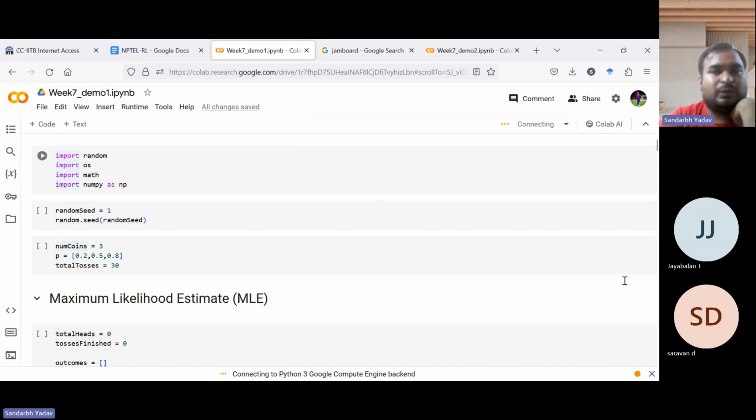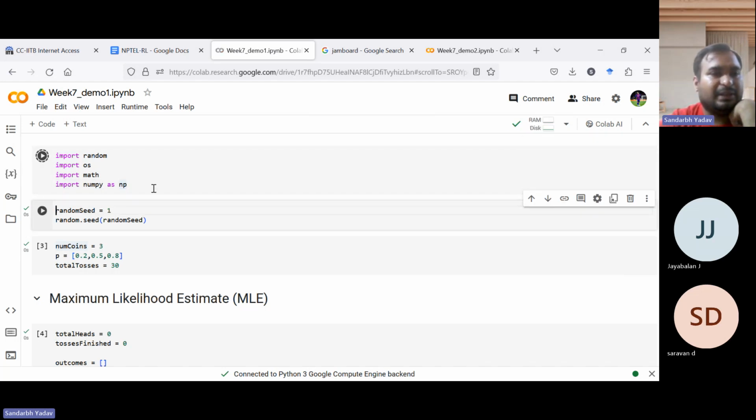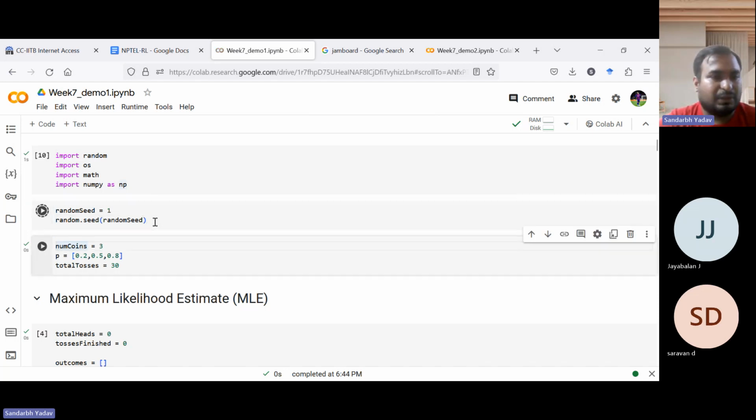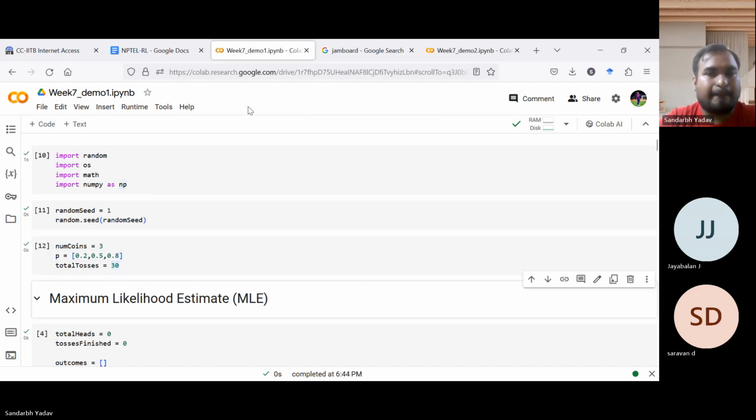So before directly moving to this, these are the usual libraries: random, OS, math, and NumPy. We are setting the seed also. The number of coins is 3. These are the probabilities. You already know, we have seen this demo before. These are the probabilities which we usually take: 0.2 for the first coin. These are the probabilities of heads, right? The second coin is probably an unbiased coin, so it's with probability 0.5. The third one is the most biased towards heads, and we will be doing a total number of heads 30.